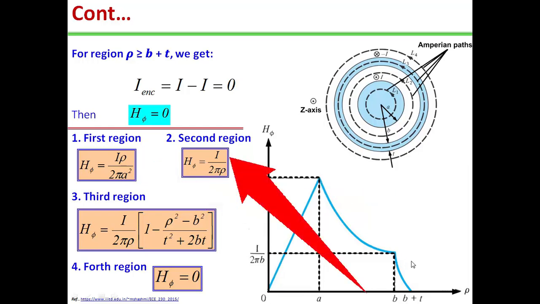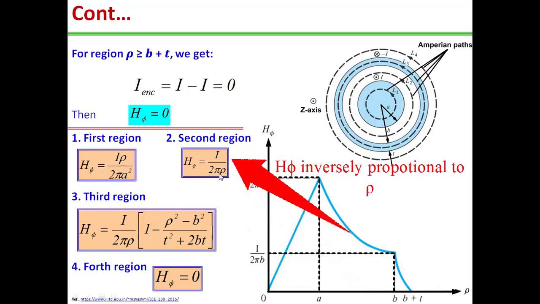And for the second region, where rho varies from a to b, we have H phi equal to I divided by 2 pi rho. Here you can see H phi is inversely proportional to rho. That means H phi is decreasing as we increase rho.